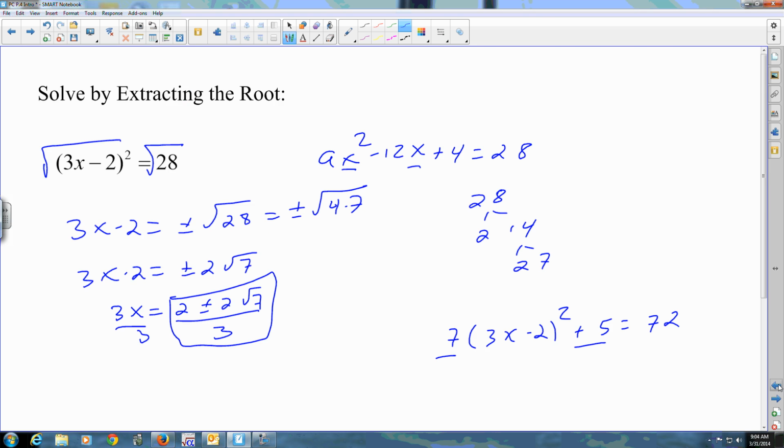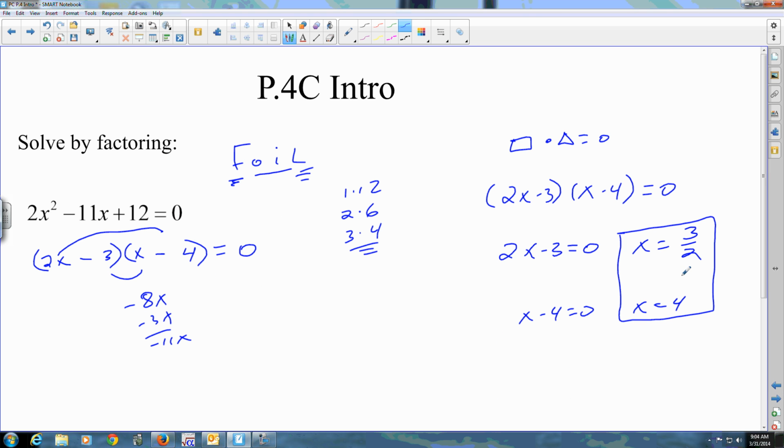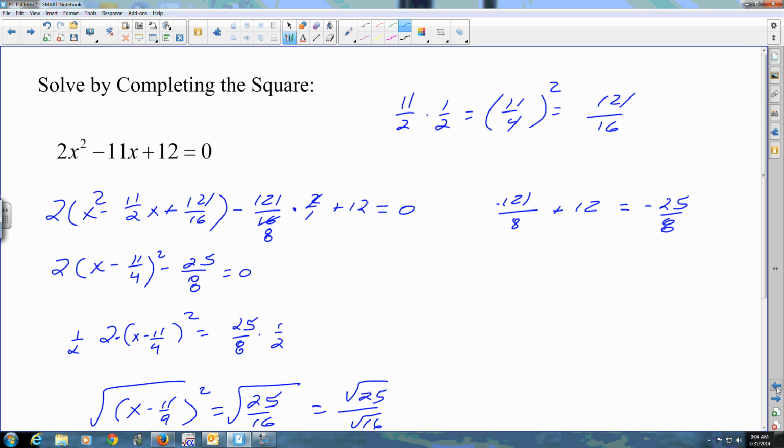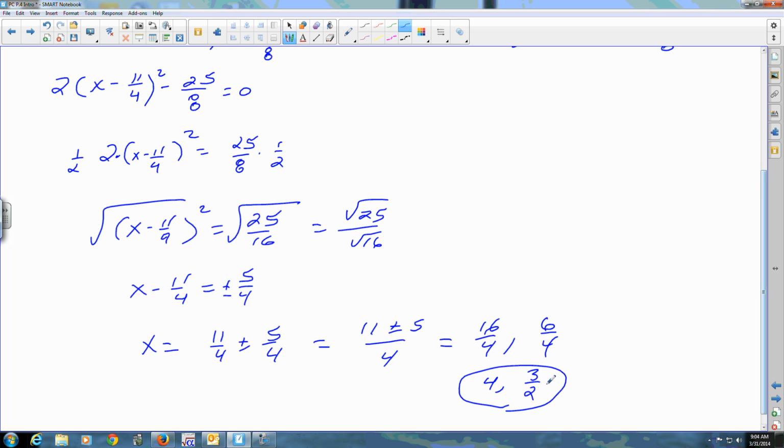Which, if you jump back a couple screens, there they are right there. It was the same question. You just did this one by factoring, whereas this one we did by completing the square. Okay, you got the same answers.